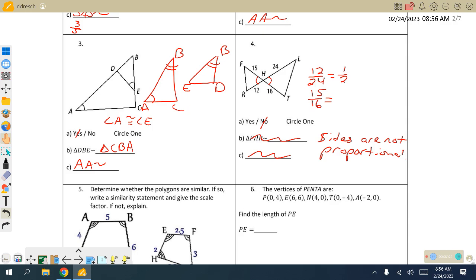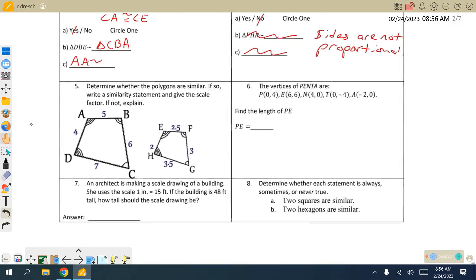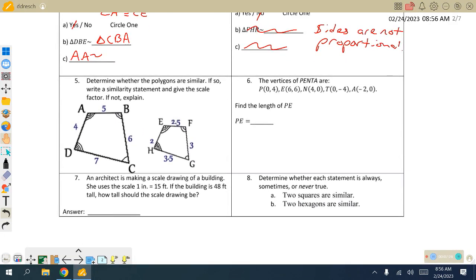Okay? Now the rest of those at the bottom, number 5. Number 5 obviously is not a triangle. Number 5 takes us back to what we did on Tuesday. It's a quadrilateral. So what you do need to do on number 5 is, is everything working? Are all the corresponding angles congruent? Are all the corresponding sides proportional? You have to do everything, all the same.